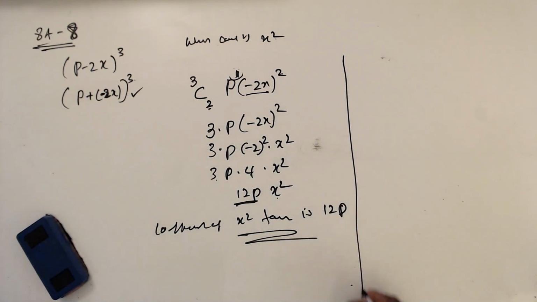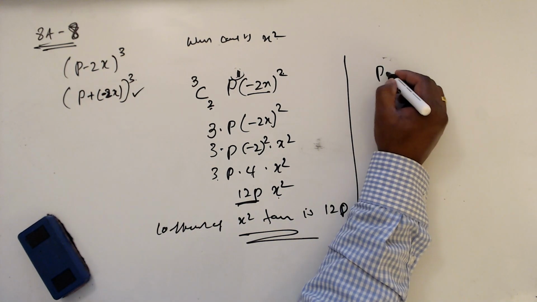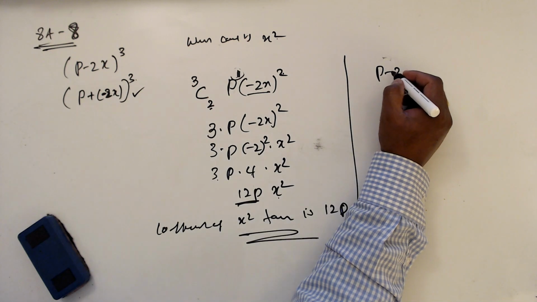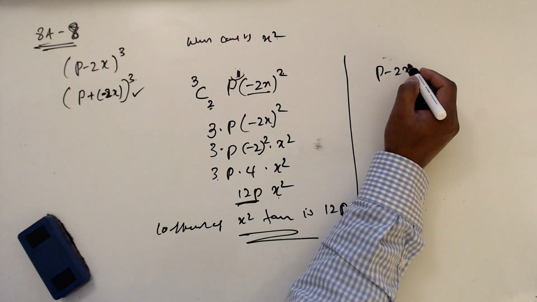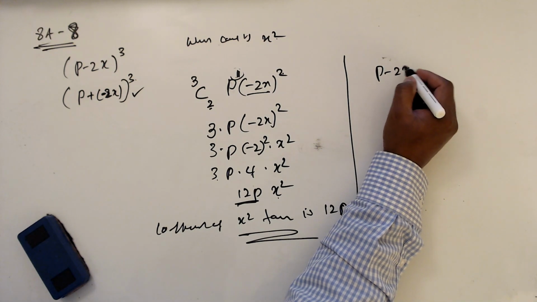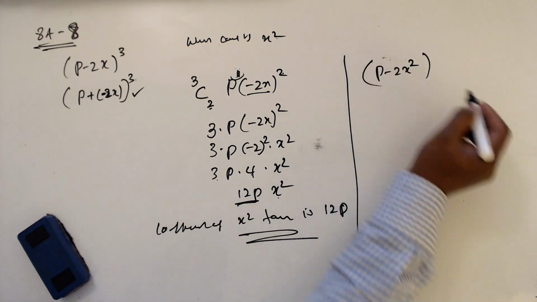But this is for your knowledge, we may need this again. How about p minus 2, I will take 2x, x square like this.